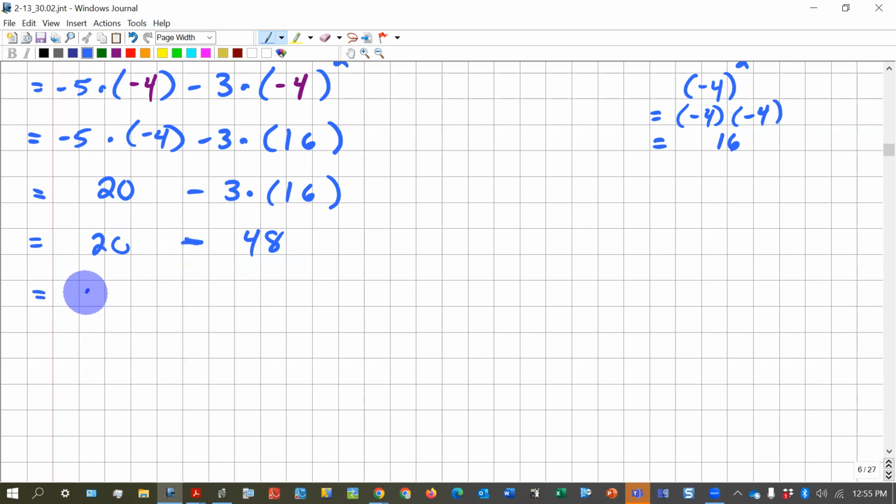But to subtract the 48, we'll think of adding negative 48 instead. They go to war. Negative team wins.